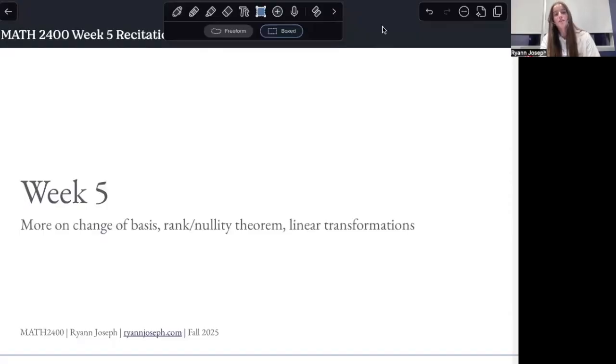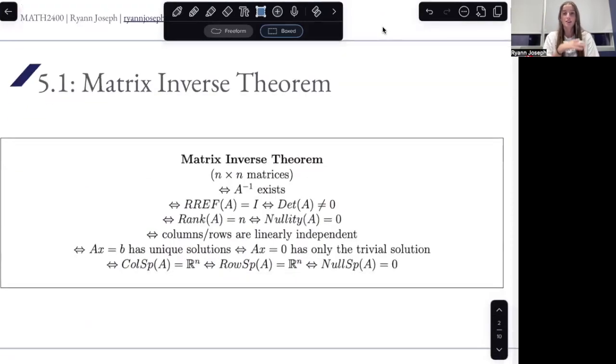Moving on to week 5, we'll be talking about week 5.1 today, which is called, I think, the consequences of the rank nullity theorem, but that is just the meaning of another theorem. So we'll be discussing a different theorem for 5.1, and then in 5.2 we'll be exploring linear transformations. So 5.1 is going to be super brief because all it is is this theorem called the matrix inverse theorem.